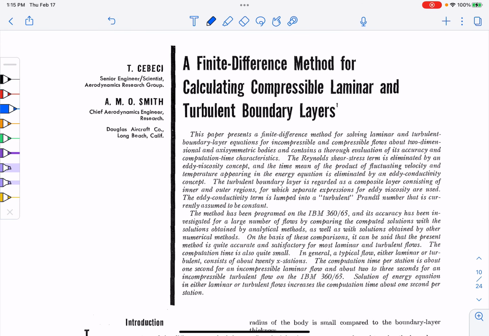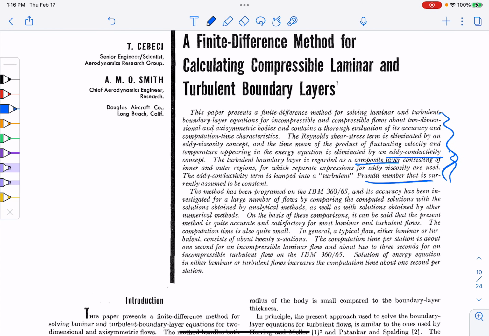So let's look at this abstract. This abstract's a little bit different. This first part of it, in a 2-paragraph abstract, talks about basically the qualities of the model. What is it? Eddy viscosity. There's a composite layer consisting of 2 sections of eddy viscosity, and it uses a single Prandtl number. So in these few sentences, he said what he's done. And then this is really about programming and evaluating and benchmarking. So then he talks about the computer and the outcome and the amount of time of the solution.